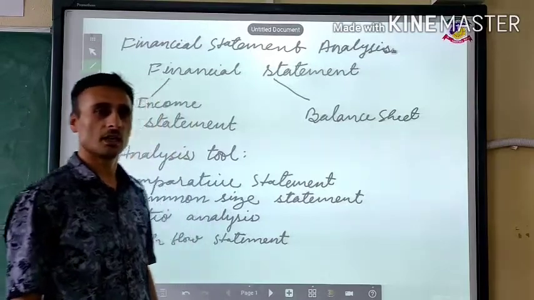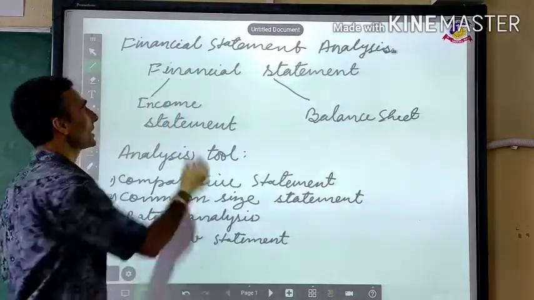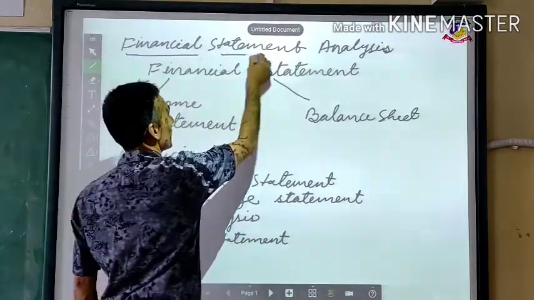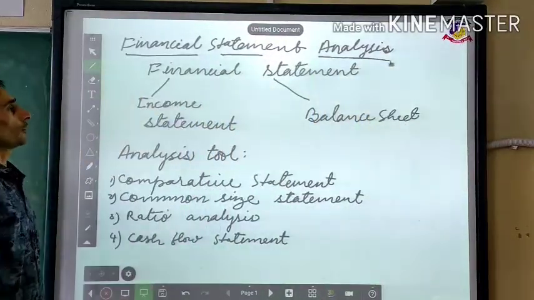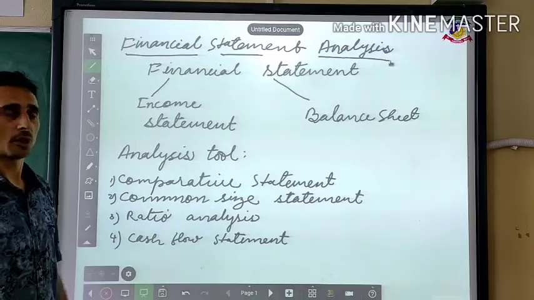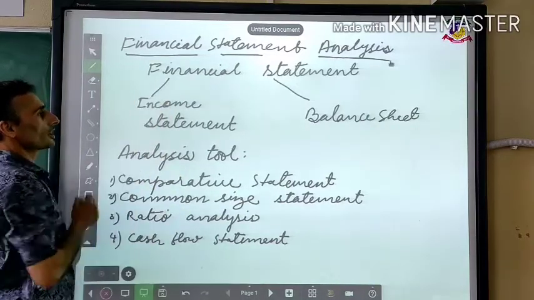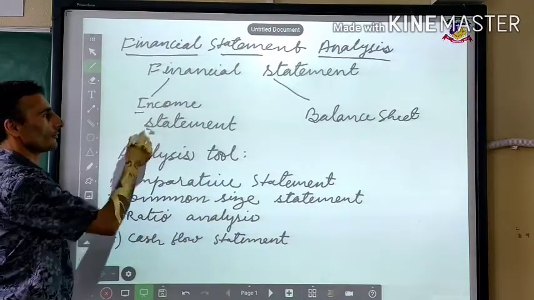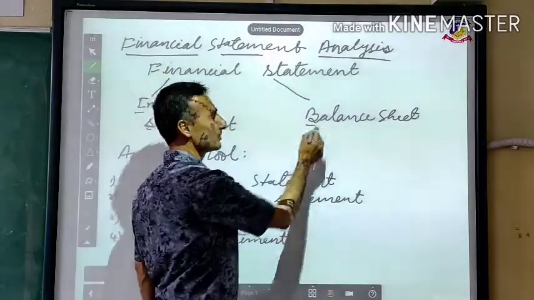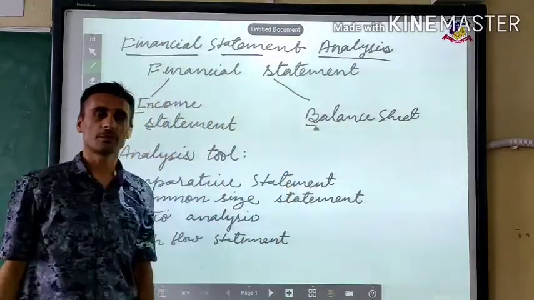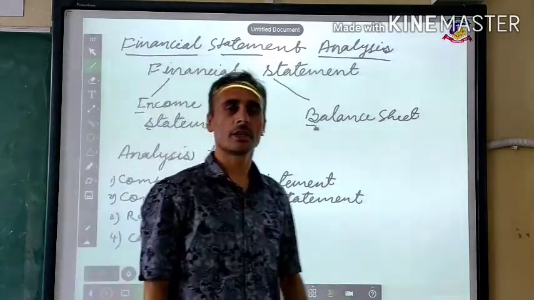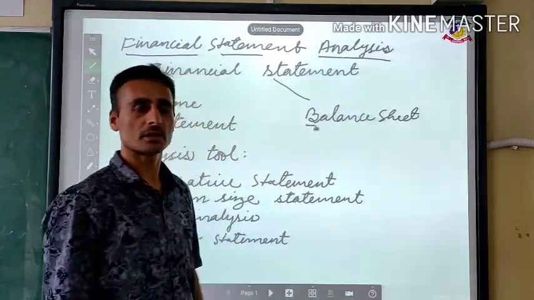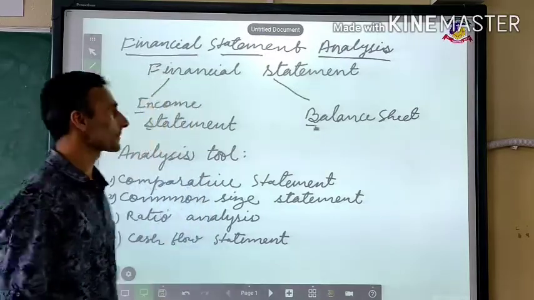Hi everyone, this is the chapter Financial Statement Analysis. What do we mean when we talk about financial statements? Your financial statement includes the income statement and the balance sheet. The income statement will give you profit or loss, and the balance sheet will show the financial position of the business, that is, assets and liabilities.